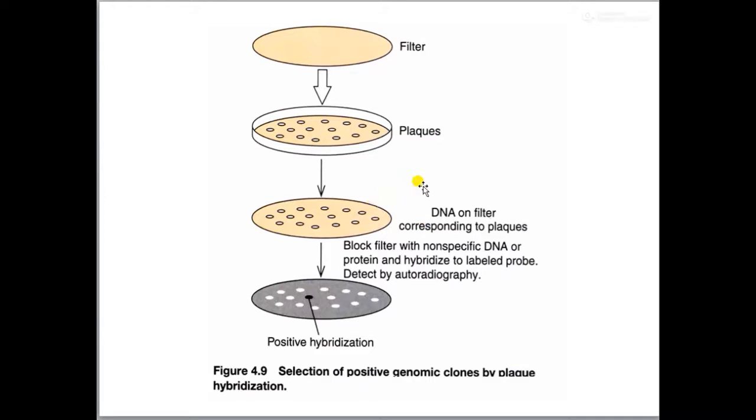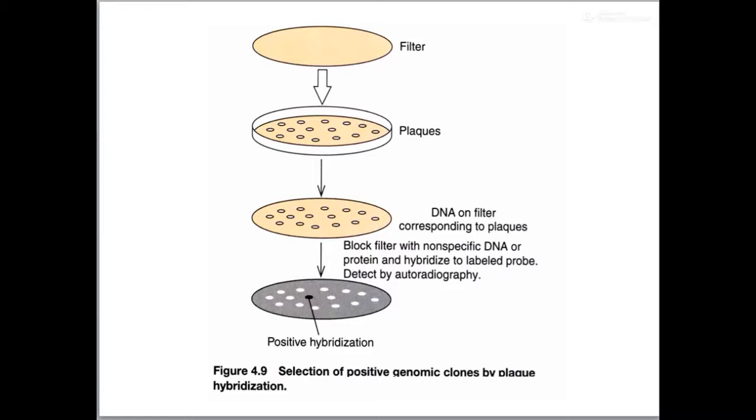What is a plaque? A virus-affected bacterial cell is called a plaque. So in both cases, you're looking specifically whether the gene of interest is present in your colony or in your plaque. I hope you are now clear with the plaque hybridization and the colony hybridization.